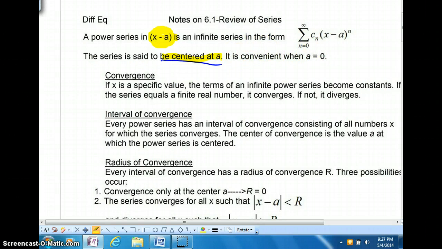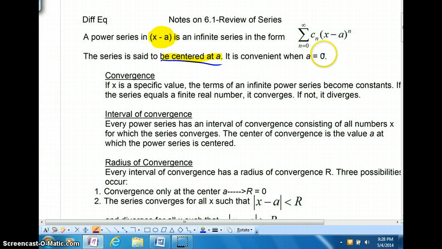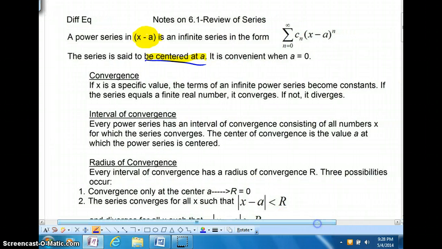The series is also very convenient when a equals 0. Where a equals 0, that would be called a Maclaurin series. So a lot of this we are reviewing from BC Calculus.